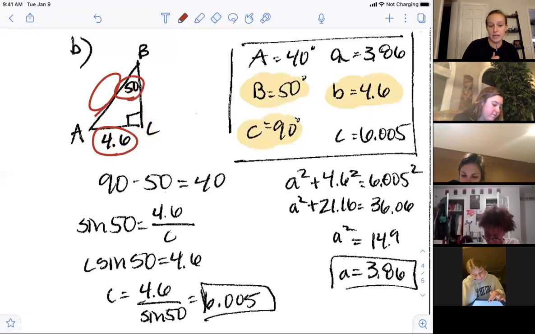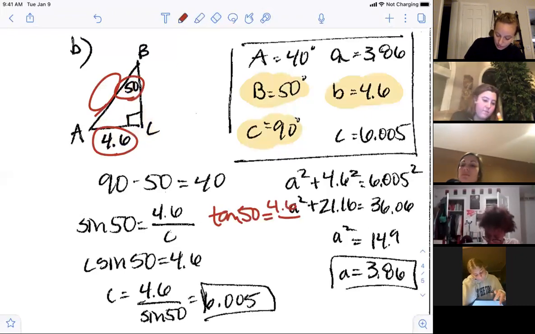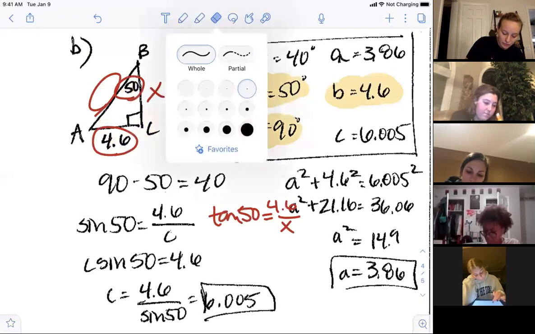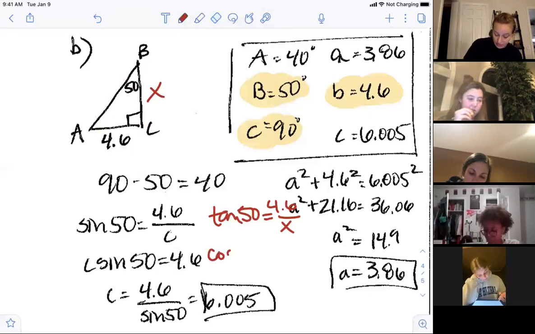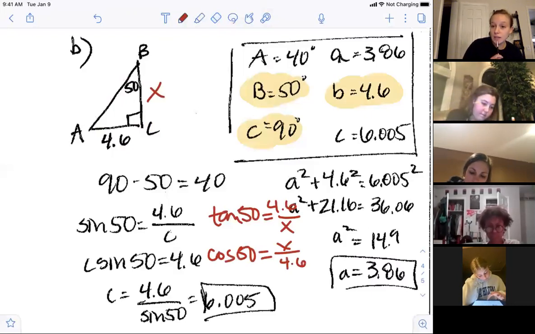You could have used x, could have used h. But I also could have done tangent of 50 equals 4.6 over x, which would have been this side over here. Or I could have even used that x and done cosine of 50 equals x over 4.6. So as long as you have a method to your madness, as long as you use the correct trig function with the correct ratio, so if 50 is my angle and I'm doing sine and I do opposite over hypotenuse, I don't care which one you use.